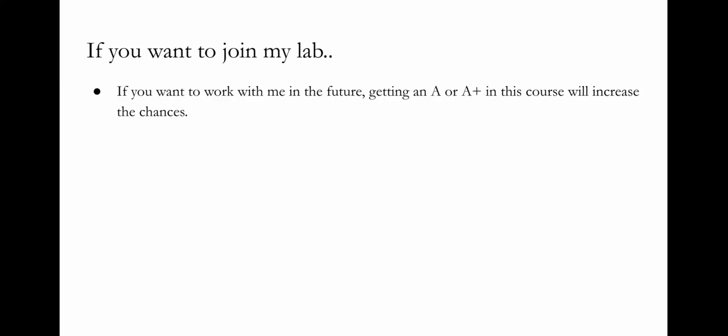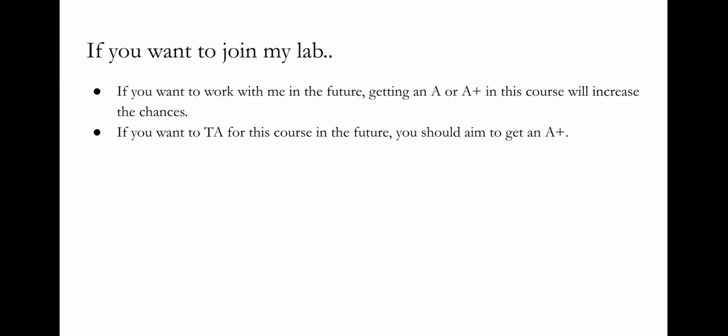Okay, so if you really want to do a master's or PhD in machine learning with me, or even if you want to go to some other university to do a PhD or master's in machine learning, I think you should get an A or A+ in this course. That means you have mastered the content of this course. Also, if you want to TA for this course in the future, you should get an A+.